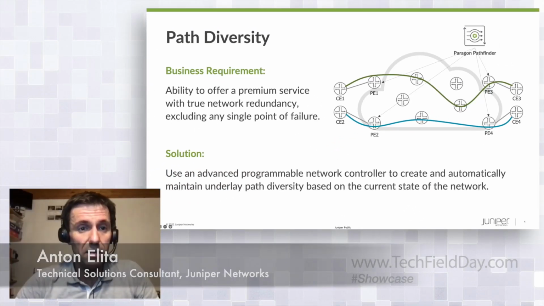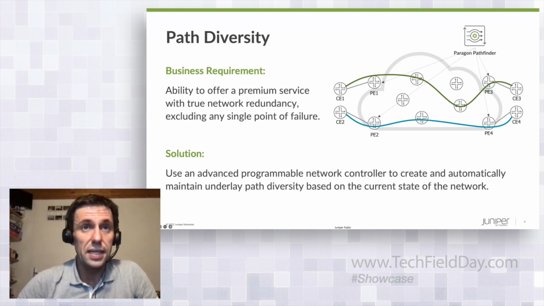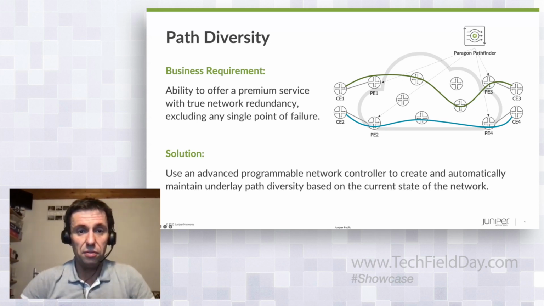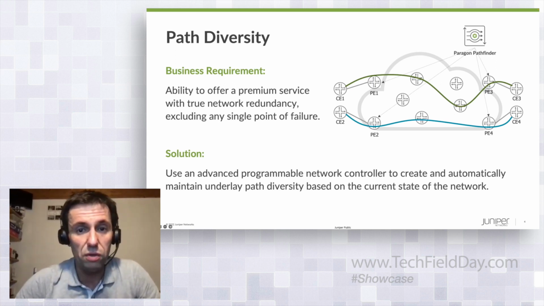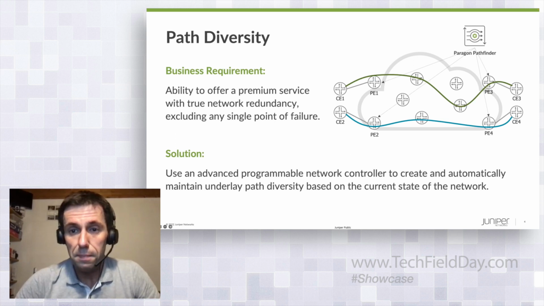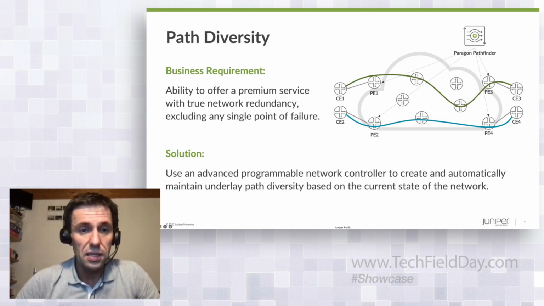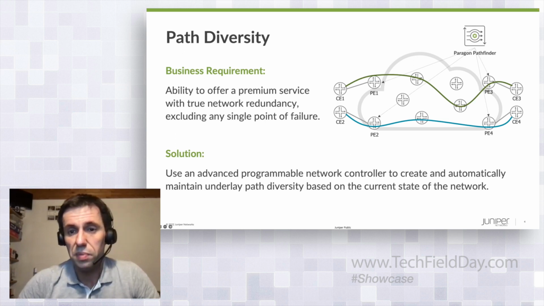Some customers have a business requirement to provide really diverse label switched paths to avoid a single point of failure in a network, not relying on fast reroute techniques. And those customers would typically as well request a bidirectional co-routed LSP, so that the forward and reverse paths are sticking to the same set of links and nodes.